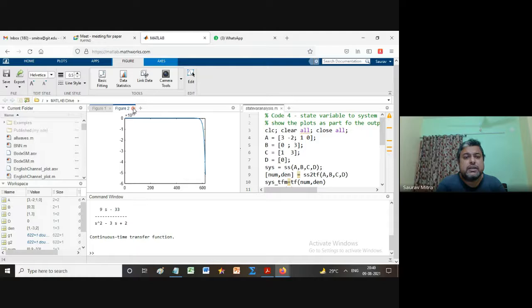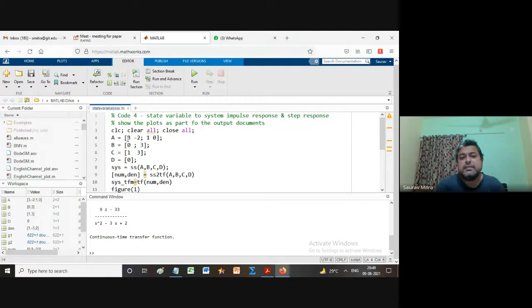Because you can find this with minus 3s plus 3. This is not controllable canonical form. In this case, you found the roots were actually positive. You can find here s squared minus 3s plus 2. If you just solve this, you find the roots: one root was plus 2 and another root was plus 1. So both the roots are positive, meaning it is an unstable system.